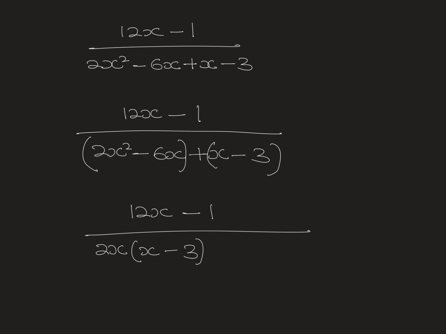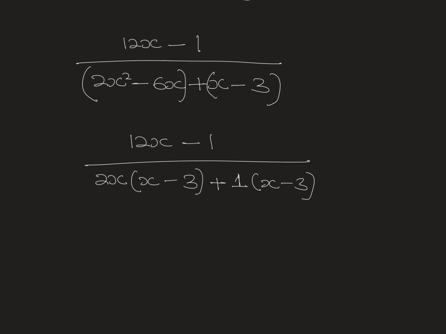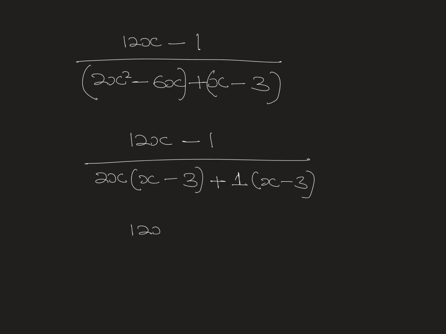2x times x is 2x squared. 2x times minus 3 is minus 6x. Then plus, since I already have x minus 3 here, and this is also x minus 3, I can maintain it. So I'll have 1 into x minus 3. So that will be 12x minus 1 all over, since x minus 3 is common, then 2x plus 1 can be factorized out. So that will be 2x plus 1 into x minus 3.